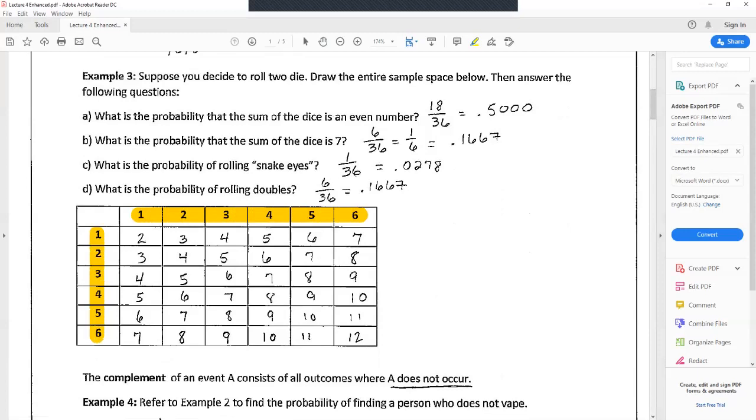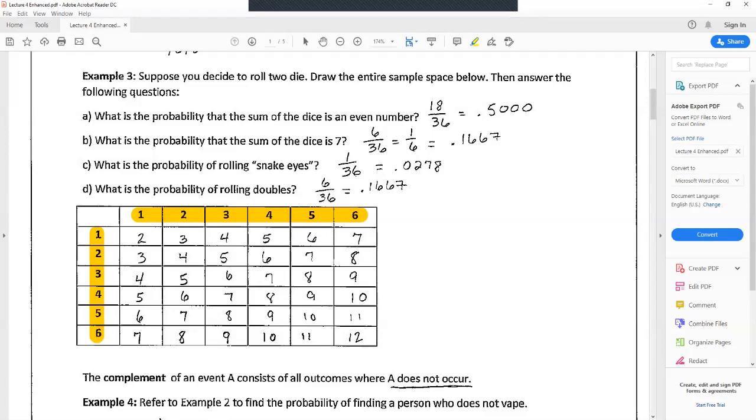And what I did to save time is I went ahead and filled in this grid by simply adding the corresponding rows and columns together. So I added the 1 and the 1 and got 2, and then 1 and 2 and got 3, and so on, all the way down to the lower right box, which is simply 6 plus 6. So the reason I did that is because we're going to be looking at sums for at least a couple of these problems. So look at part A.